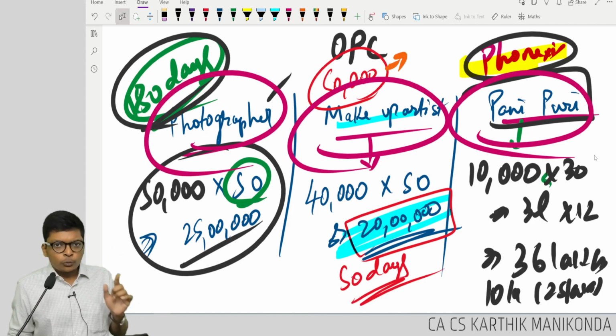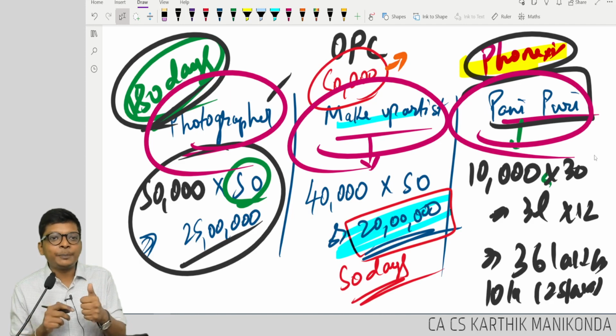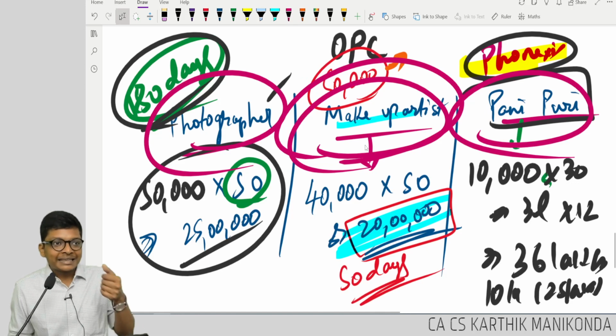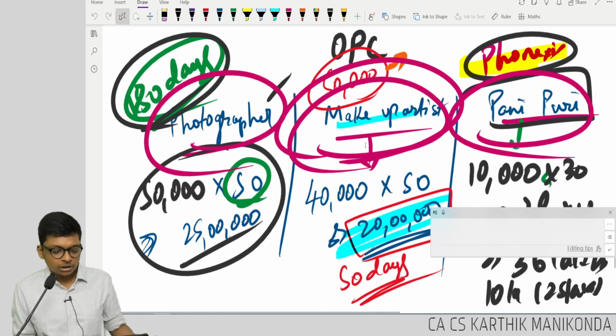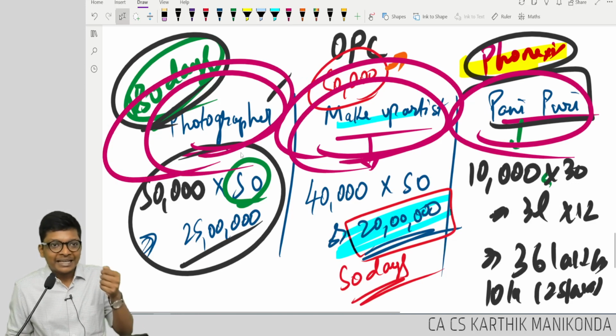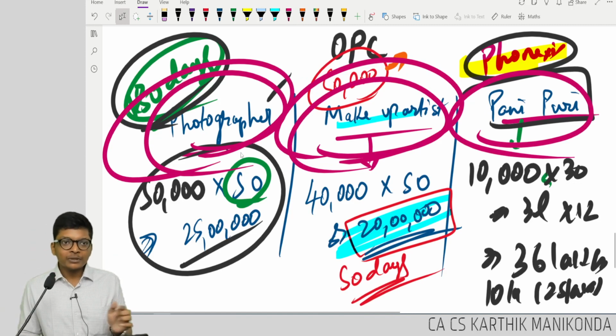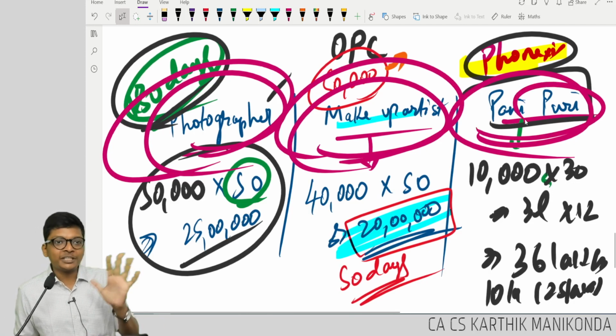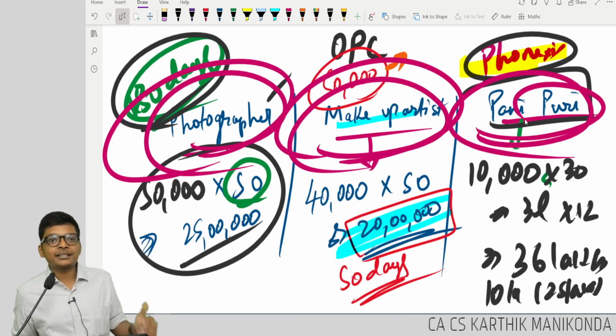Now, to Pani Puri, do you pay in cash or GPay? Both. Makeup artist, how do you pay? Cash. They generally take cash. Photographers, how do you pay? Cash. So, will they pay income tax? No. Cash means no accountability. At least if you see some shops, they'll tell you no GPay, only cash. Because if you pay by GPay, tax, guys.